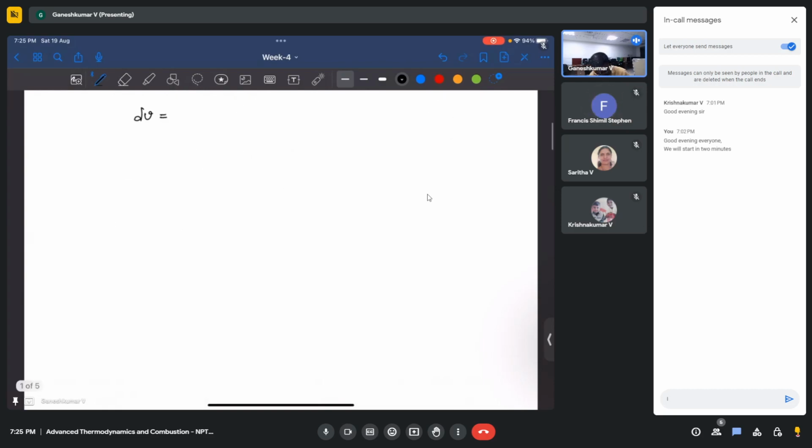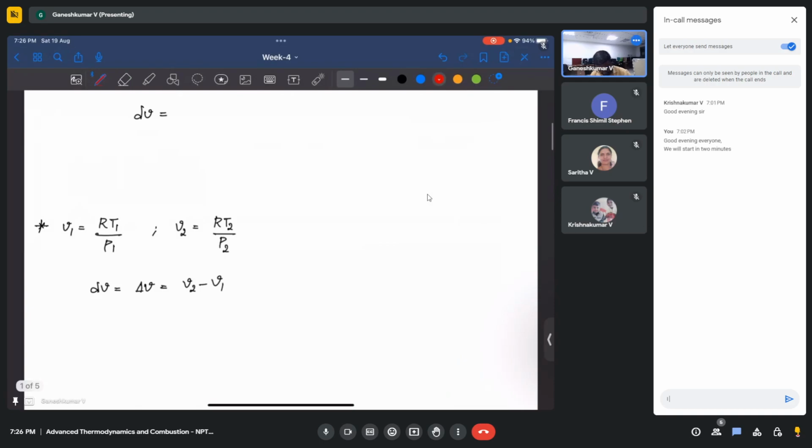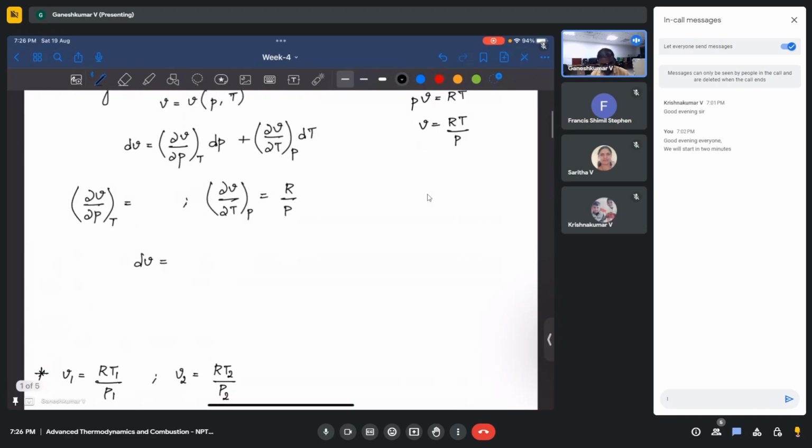Yeah, you are right. You can just go forward and find V1, which is going to be RT1 by P1, right? This is what you are telling, right? V2 is going to be RT2 by P2, right? We know P2, T2, P1, T1. We just need to find dV or delta V, which is nothing but V2 minus V1. Yeah, this you can also do. So why don't we do both? And of course, both will be the same.